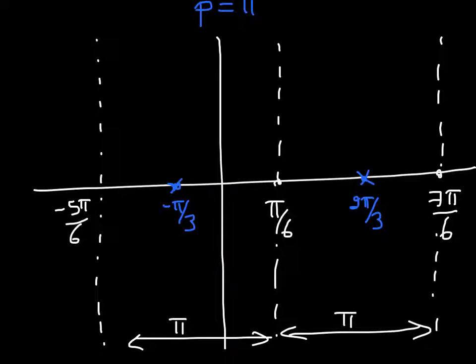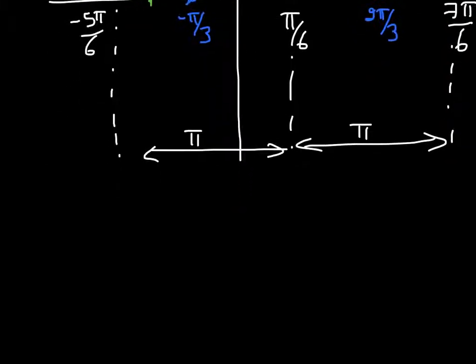Now what I want you to do is locate the midpoints of each interval. This one here will be negative 7 pi over 12. This interval has its midpoint at negative pi over 12. The interval here has a midpoint at 5 pi over 12. And the final interval here has a midpoint at 11 pi over 12. Out of those four midpoints, I need you to take one of them and test it. So let's go ahead and pick one of them and see which one we're going to test.